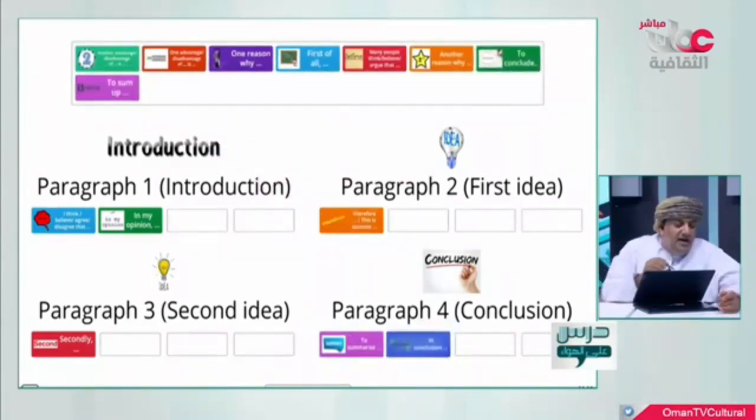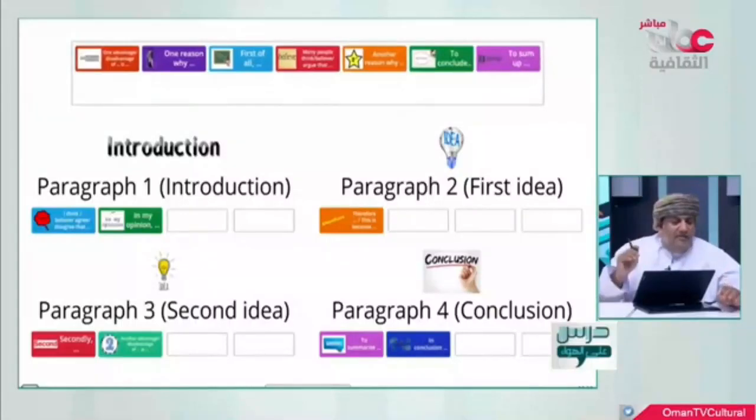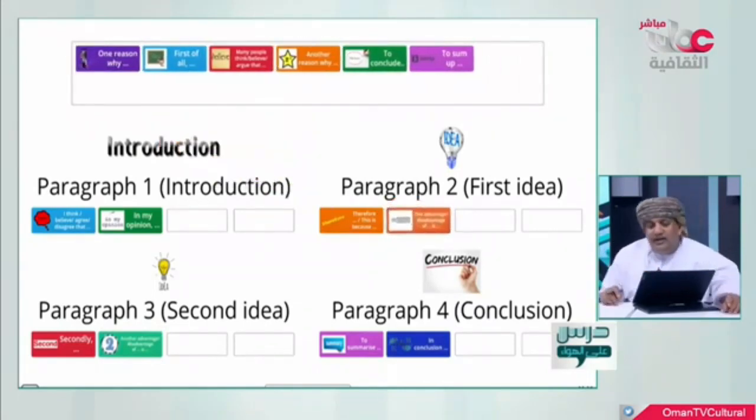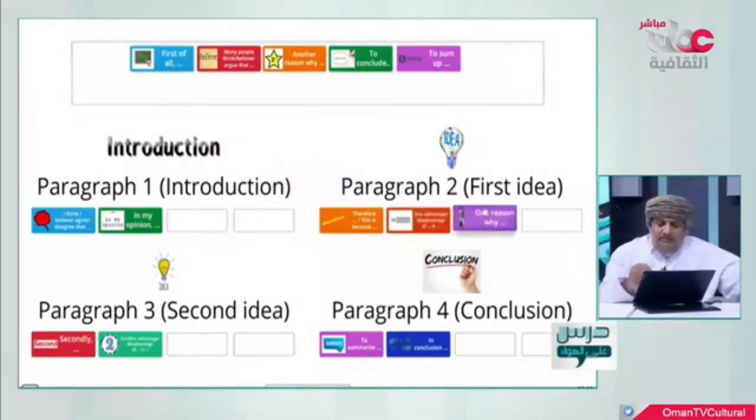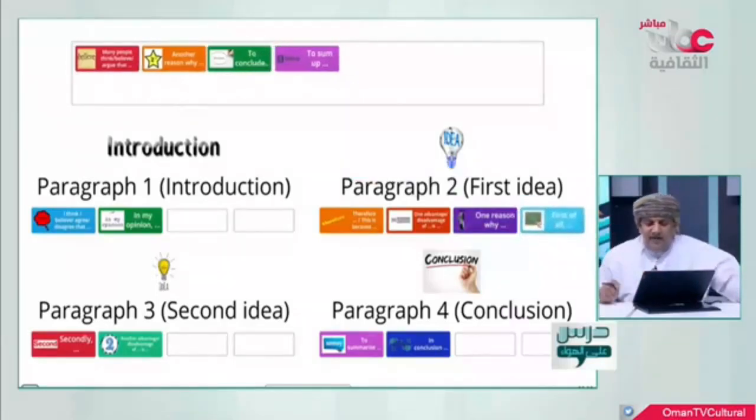Another advantage or disadvantage, this is for paragraph number 3, the second paragraph of the main body. One advantage or disadvantage of, this is for paragraph number 2. Now one reason why, this is for paragraph number 2, because it says one reason. First of all, this is the word first, so we put it in paragraph number 2.